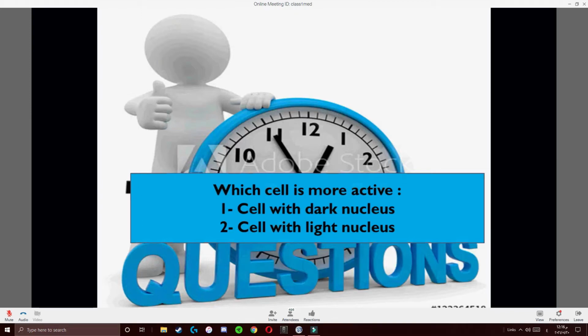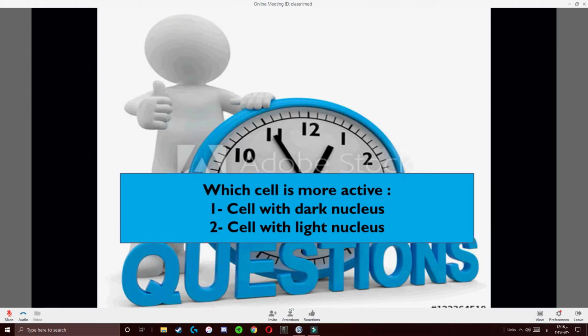Which cell is more active? Cell with dark nucleus or cell with light nucleus?